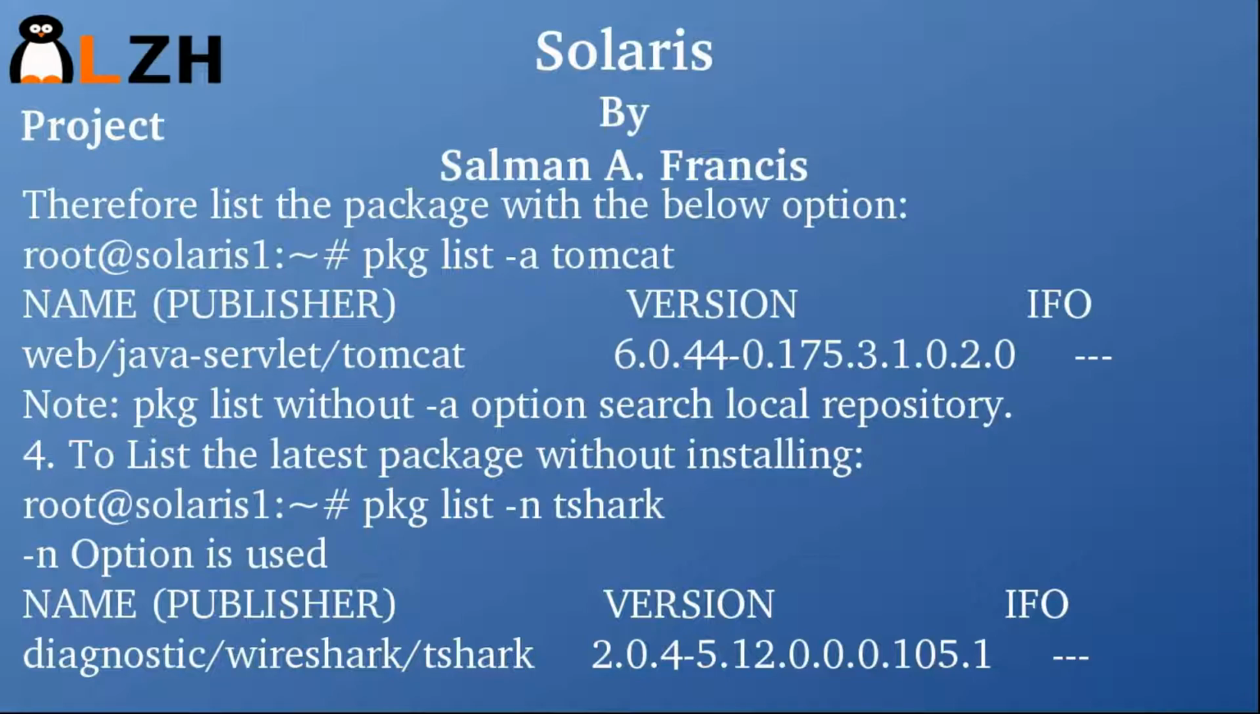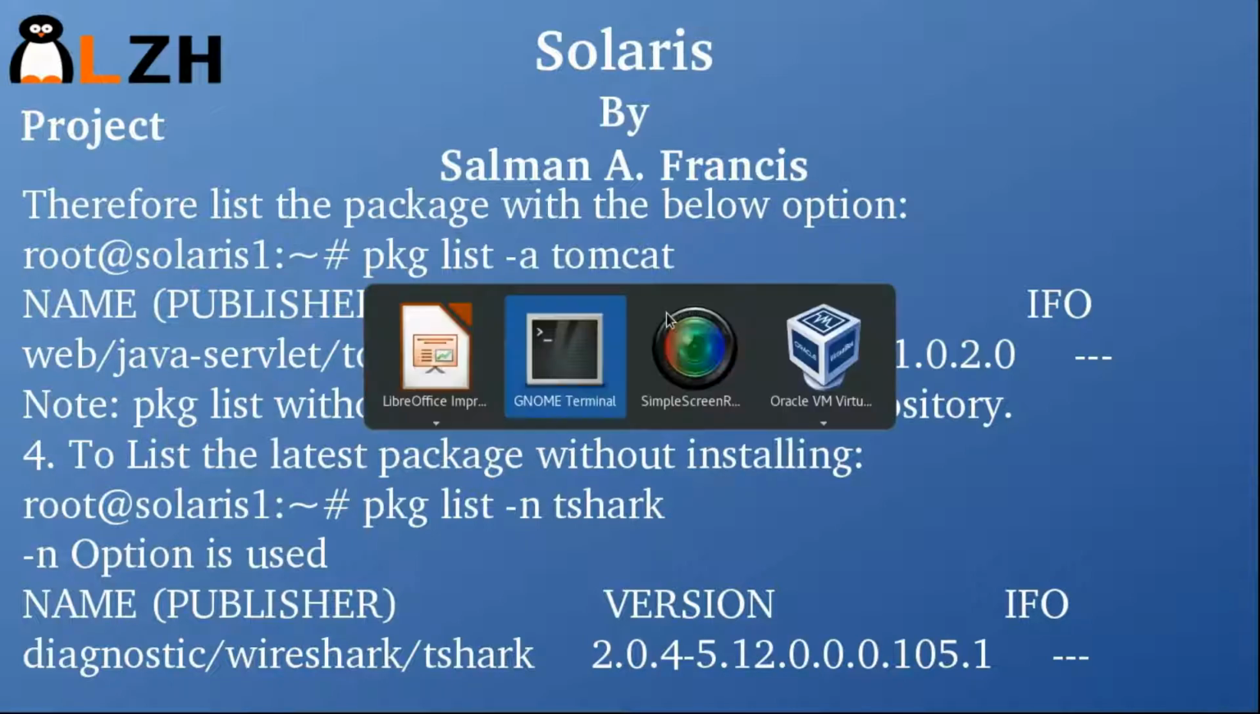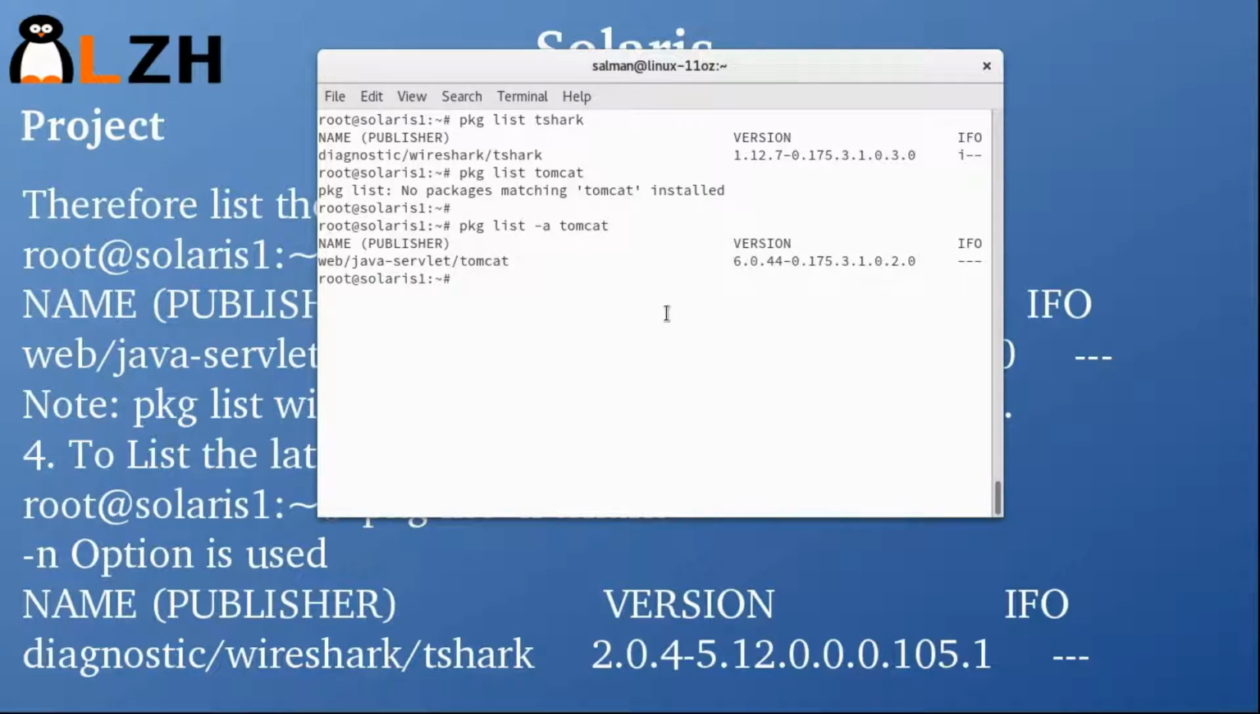Then to list the latest package without installing, let's say we want to check what is the latest version of a specific software that is available. We use the command pkg list -n option to check the newest package. Let's check, and it's not going to install that package. So pkg list -n, and from here you can see that tshark 1.12.7 is installed, and let's see what's available, the newest version. You can see that the newest version is 2.04-5.